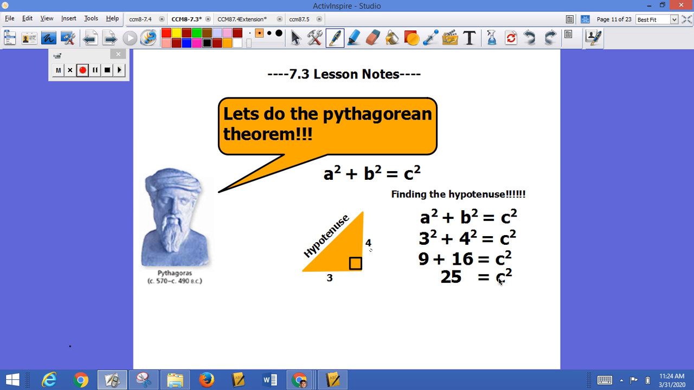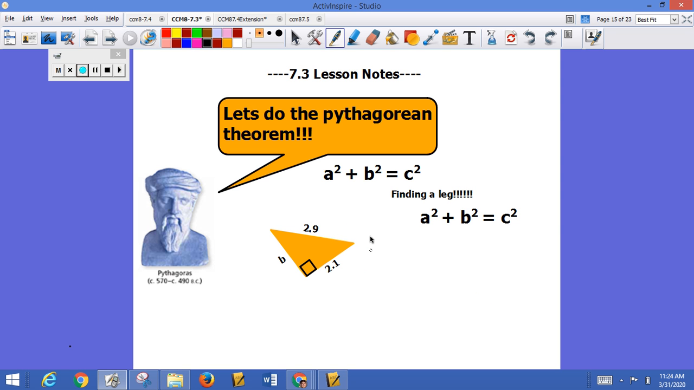If I need to find just c, I'm going to take the square root. Anything I do to one side, I've got to do to the other. So I take the square root of both sides, and the square root and square just cancel off, leaving me with c, and the square root of 25 is 5. And there we have it. Our unknown side of that triangle is 5.